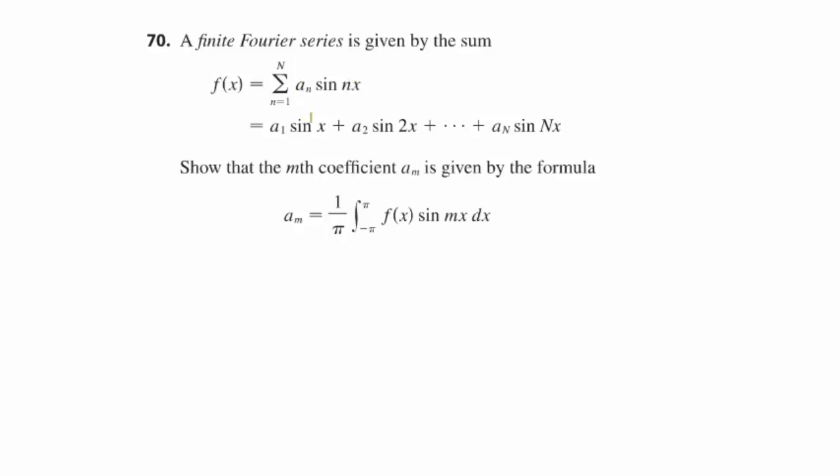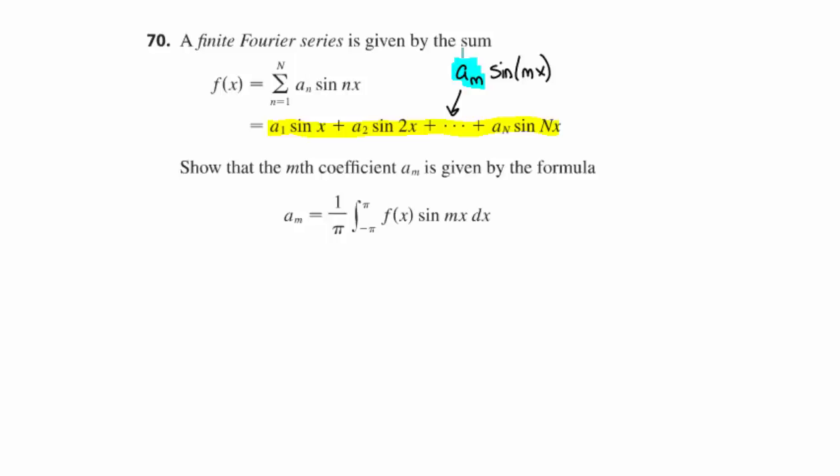of nx. So, for example, a sub 1 sine of 1x, a sub 2 sine of 2x, a sub 3 sine of 3x, and so on and so forth, all the way down this line. And we want to show that the mth coefficient, this guy, I will highlight in blue. Actually, I don't even have an mth coefficient. Somewhere in there is a coefficient a sub little m times sine of mx. We want to showcase that this coefficient, a sub m, is given by 1 over pi, the integral from negative pi to pi of f of x sine of mx.